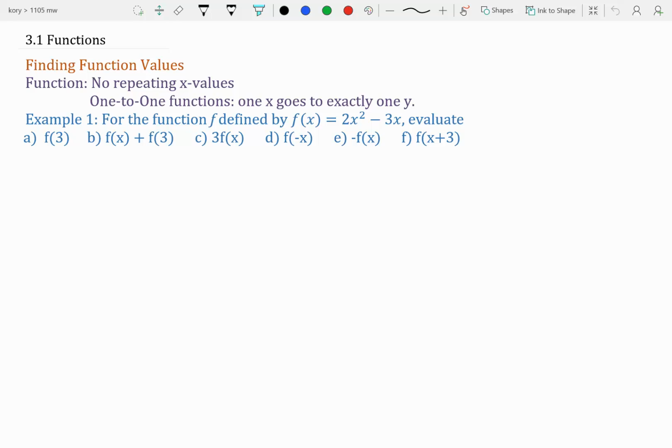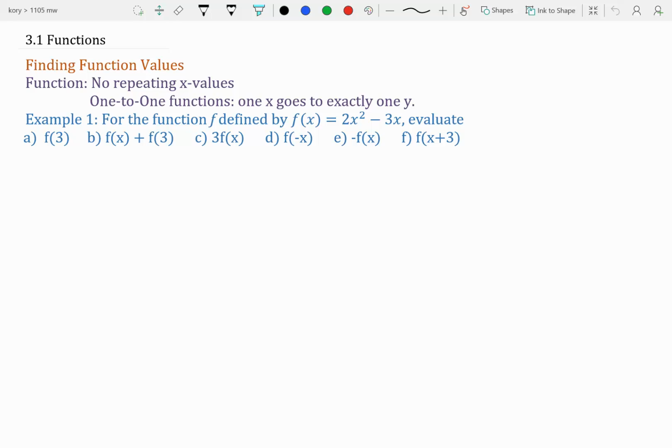3.1 functions. So all of chapter 3 is about functions, and we're going to be doing quite a bit with them. So just a reminder what a function is: no repeating x values. So what that means is for every output you have one input. A one-to-one function, it goes 1x goes to exactly 1y. So none of the y's can share anything. So there has to be 1x to 1y.